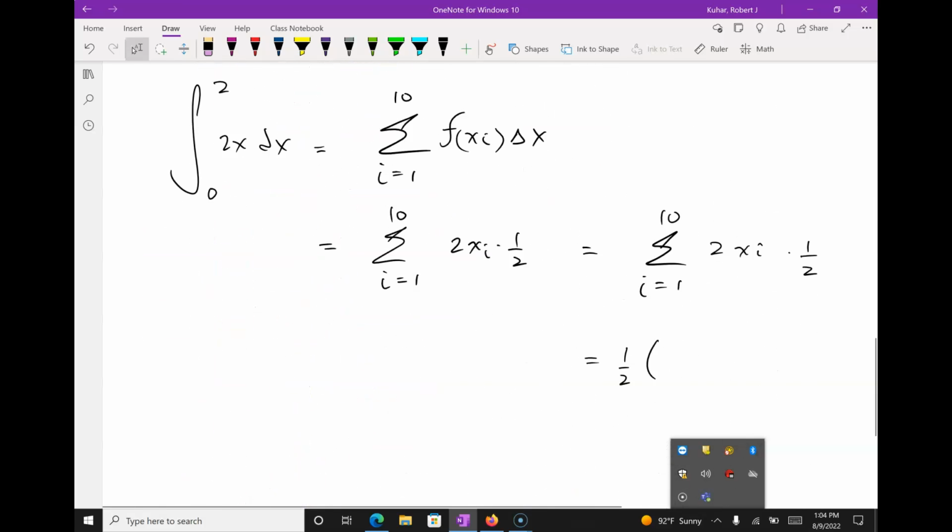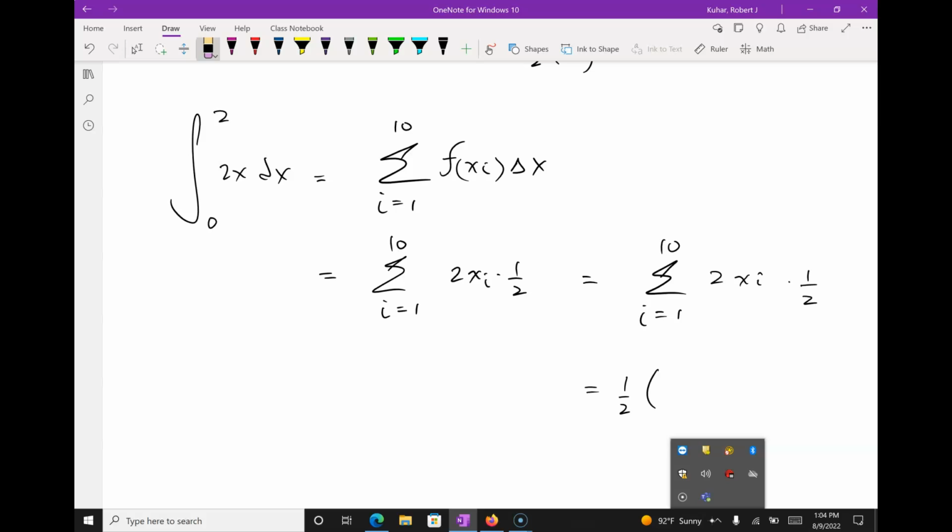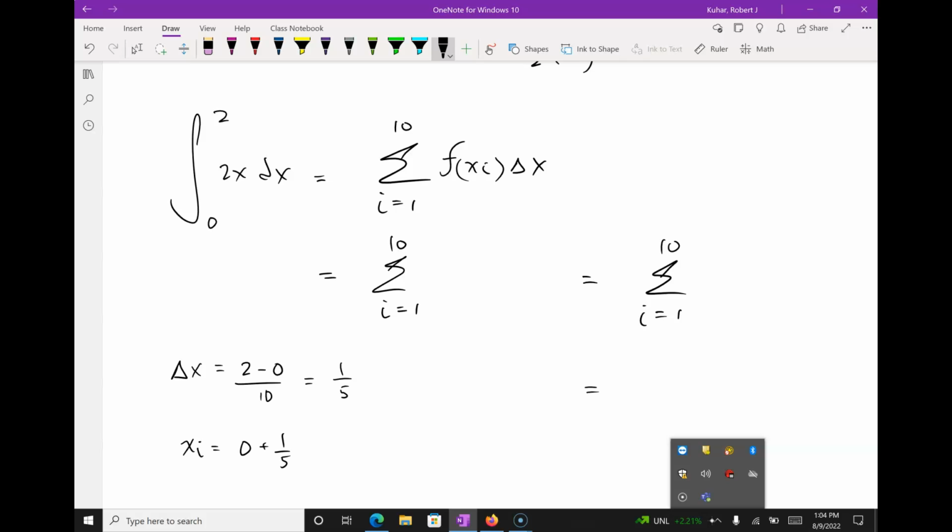Oh, but in my problem, I made a mistake again. I'm sorry. I have to recalculate delta x, right? What's delta x now? It's still 2 minus 0, but now instead of over 4, it's over 10. So each width of my rectangle is 1/5. What are my x sub i's? 0 plus 1/5 times i, or better yet, just i over 5, the index over 5.